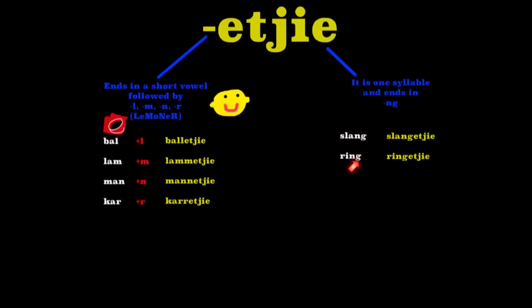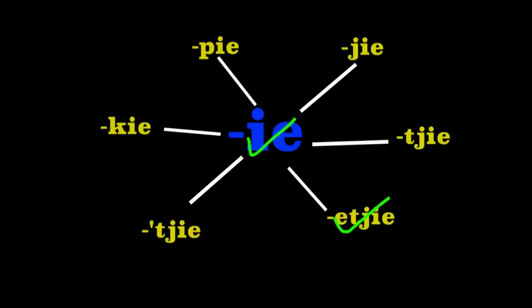Here, because it ends in a double consonant already, this vowel in the middle is already protected. So we can just go ahead and add etjie straight away. Slang, slangaki, rung, rungaki. So that's us done with ie and etjie. We're now going to move on to tjie and see how that works.